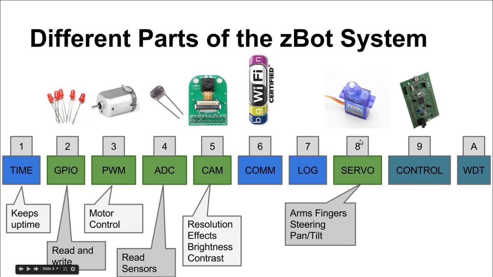There's a servo module, which supports 8 servos, and you can easily send simply the degree that you want the servo to be at, and it'll set the servo to be at that position. There's the control module, which handles the order in which the other modules are processed and how often they're processed.